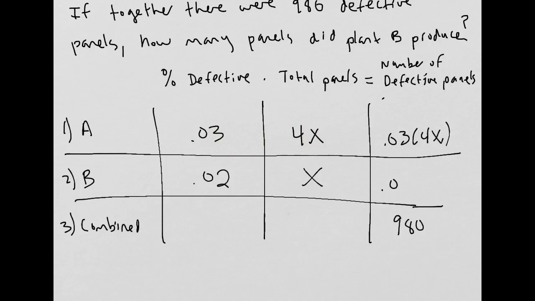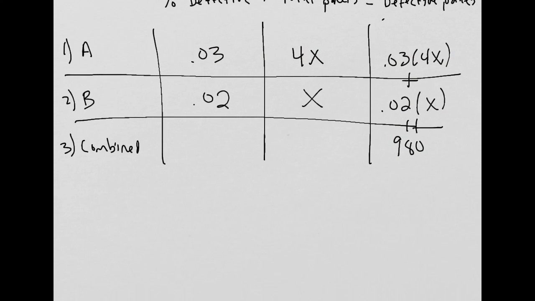Similarly, the number of defective panels that Plant B is producing would be 0.02 times x. And now what I know is that the number of defective panels produced at Plant A plus the number of defective panels produced at Plant B has to equal 980, because that's what this guy represented. It represented the number of defective panels produced at A plus the number of defective panels produced at Plant B. So these two guys have to add together to equal 980, and that's my equation.